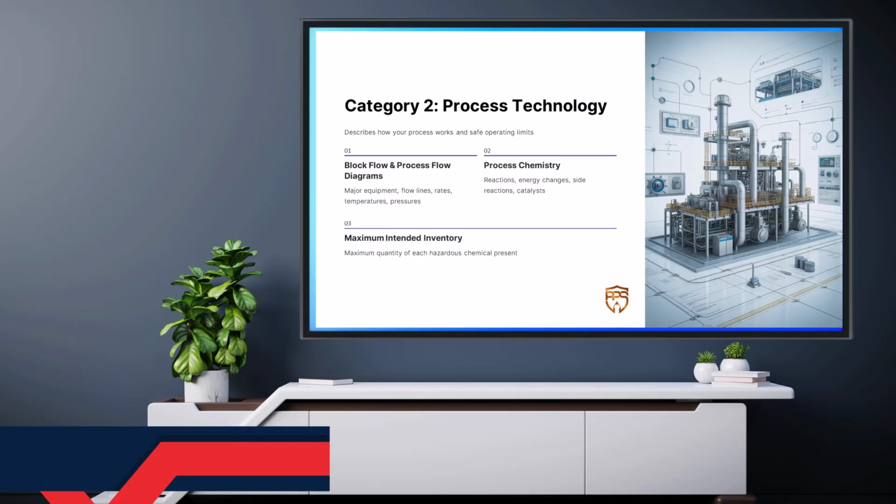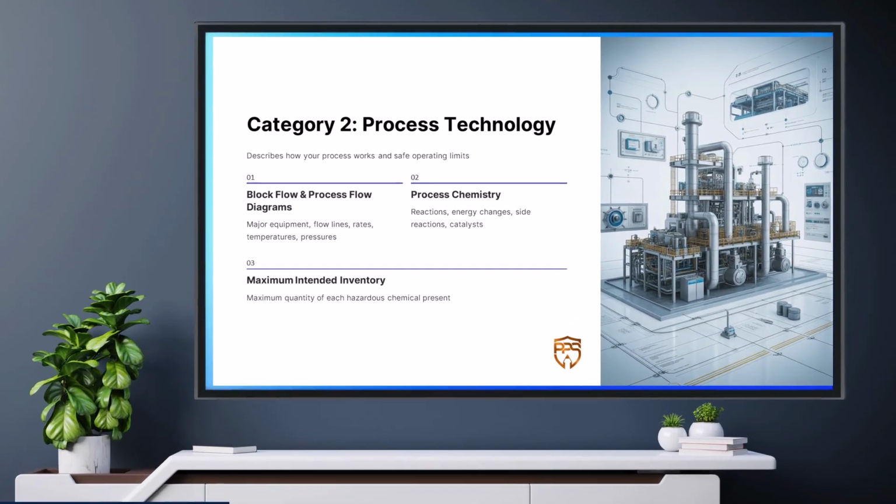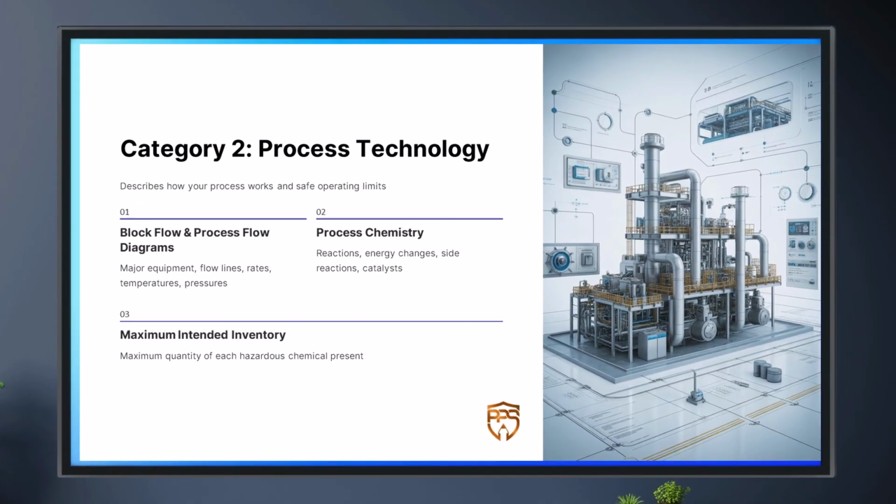The second category is information on the technology of the process. The technology information describes how your process works and what the safe operating limits are. It requires that this information include block flow or process flow diagrams. Simplified block flow diagrams show major equipment and process flow lines with flow rates, temperatures, and pressures. More detailed process flow diagrams include valves, instruments, pressure and temperature data for feed and product lines, and often show materials of construction and control loops.